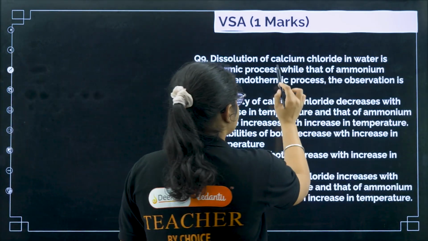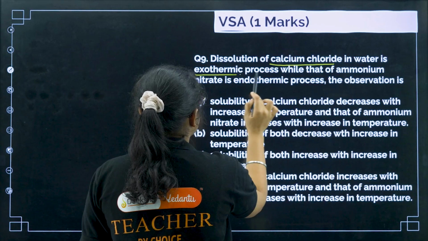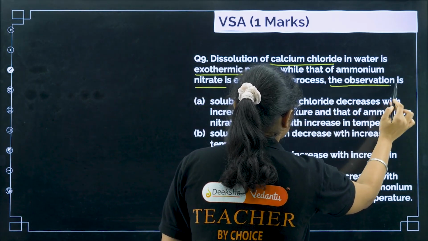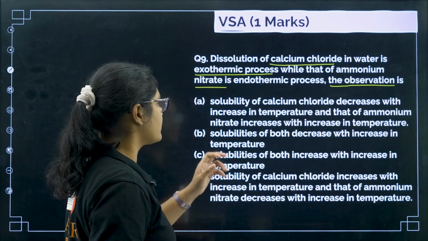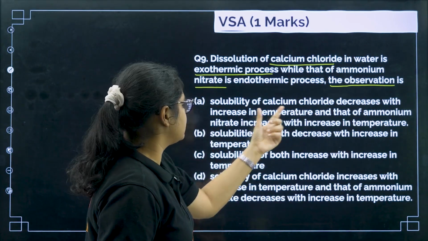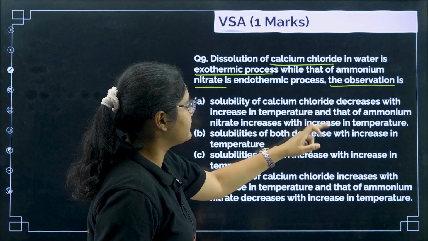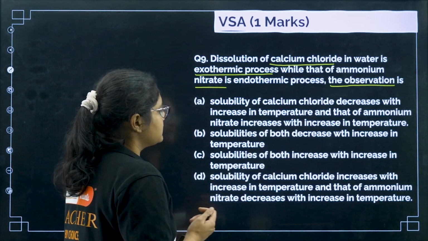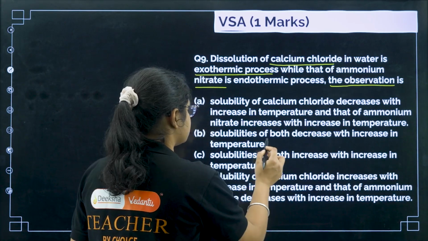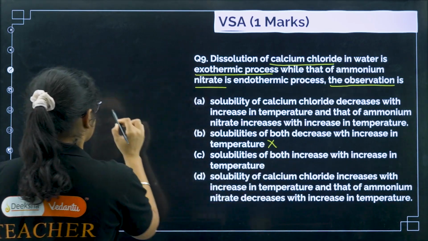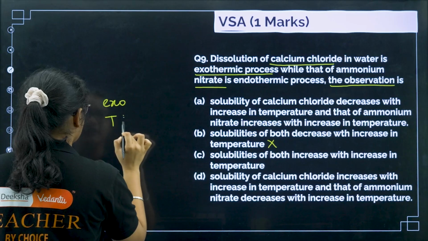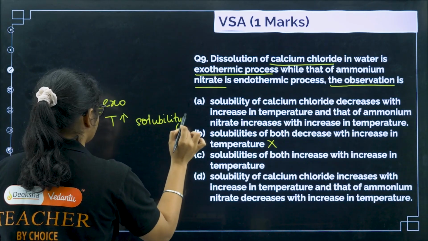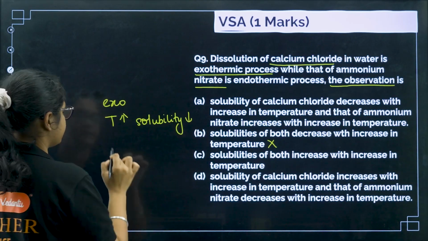Next, dissolution of calcium chloride in water is an exothermic process, while that of ammonium nitrate is an endothermic process. The observation is, solubility of calcium chloride decreases with the increase in temperature, and that of ammonium nitrate increases with the increase in temperature. Next one, solubility of both decrease with the increase in temperature. No. See, if it is exothermic, and temperature increases, solubility will decrease.